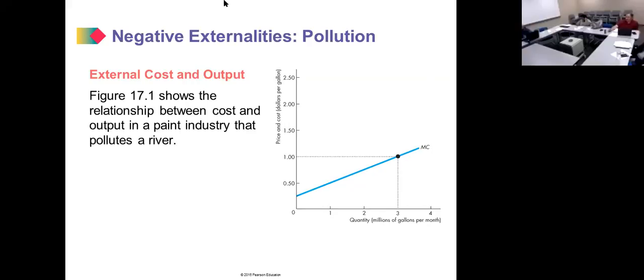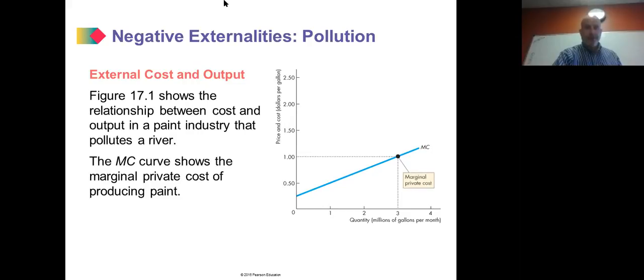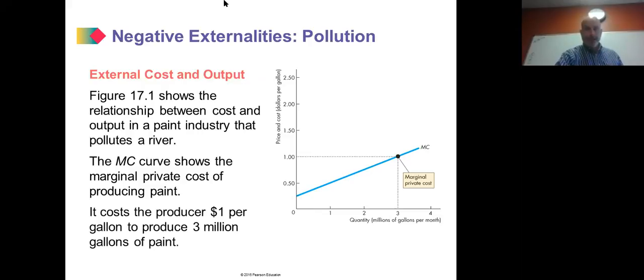We're getting cost of production. Cost increases as what increases? Quantity. So we say here, this is the private cost of producing paint. It costs the producer $1 per gallon to produce 3 million gallons of paint.